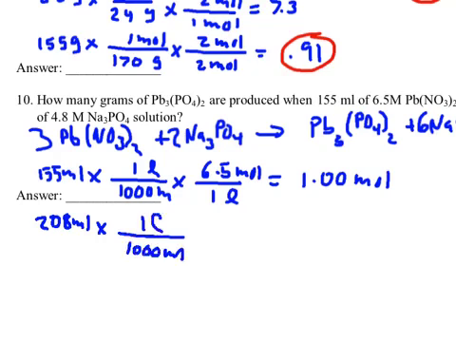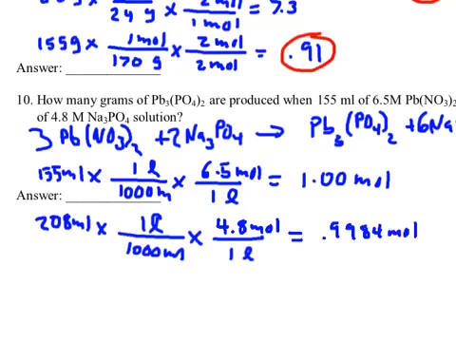1 liter up above. Remember, I said you didn't have to do this one, so don't blame me. But if you could do it, you're awesome. 1 liter equals, and what was the concentration again? Oh, there it is right here. It's 4.8 moles per liter. So that means 1 liter is 4.8 moles. And that gives me 0.9984 moles.